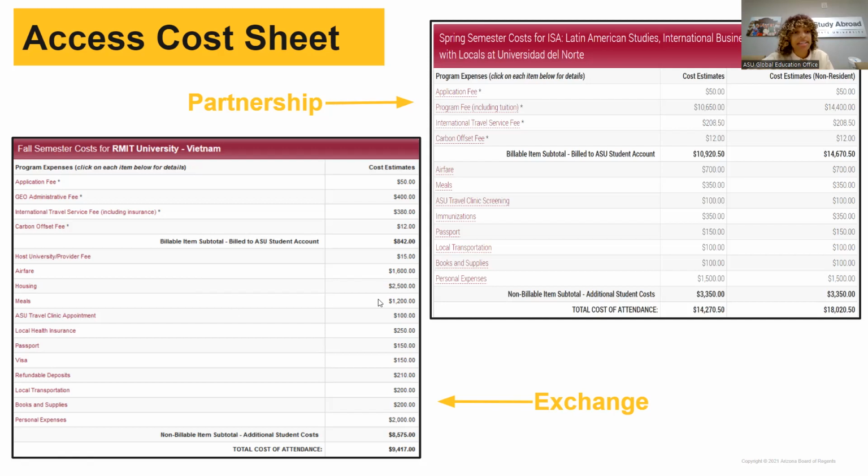And there's some other things here that they give students to just let them know what they can expect to pay out of pocket. So meals, local health insurance, passport, visa, transportation, books, personal expenses, things like that. So again, this $8,000 that you're seeing at the bottom is a non-billable subtotal. It's just an estimate, but it is something that students should keep in mind and should expect roughly to pay out of pocket on their global experience.